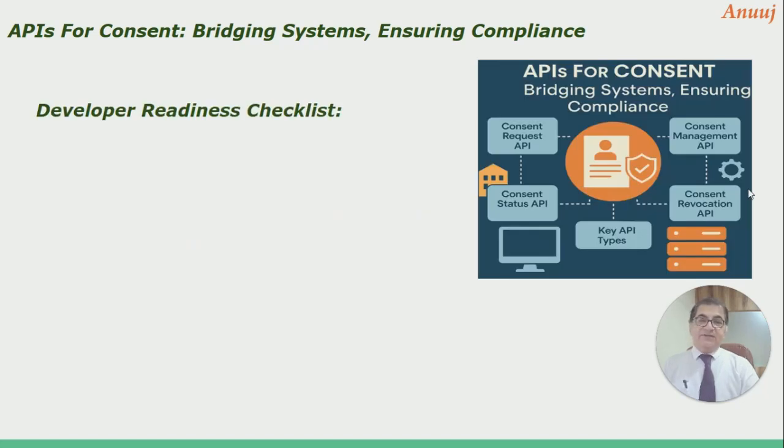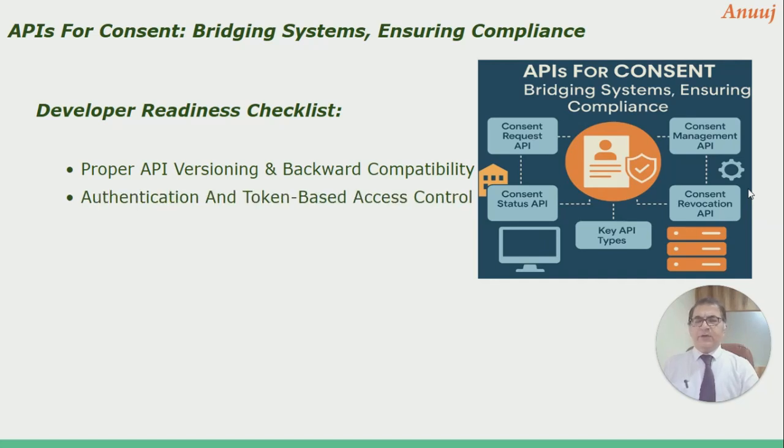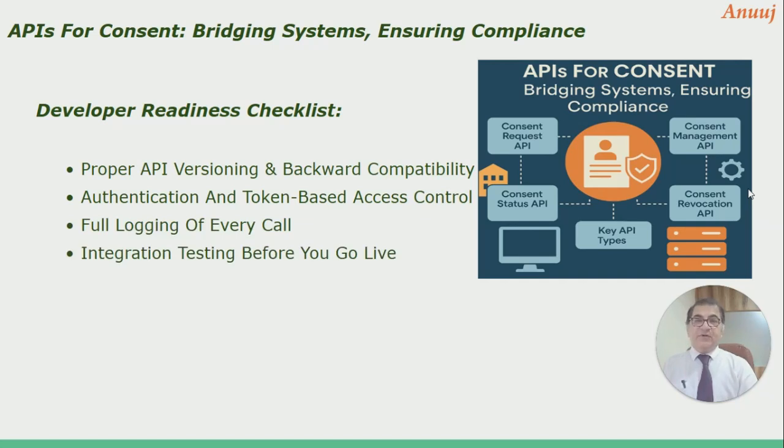Developer Readiness Checklist. The developers have to be clear that they need a checklist and they need to develop a proper API versioning system with backward compatibility, so that they know what APIs have been created and how these APIs are working. Authentication system and token-based access control. So how is the consent getting authenticated, getting into the system, tokens that get circulated between various services and various apps and platforms, full logging of each and every API call or each and every consent call, and integration testing between these components before it actually goes live.